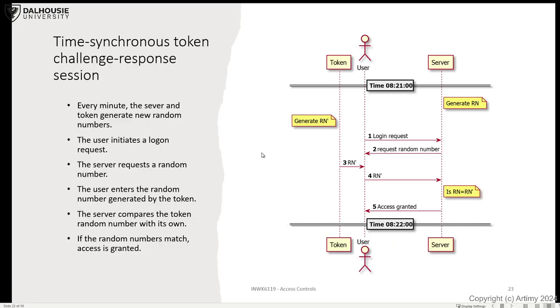All right, but let's talk about the time synchronous tokens. So this is the flow of events. The client, the user, has a token, and as I said, nowadays instead of a physical token, everybody uses their smartphone, so it's an app on a smartphone, right? So your smartphone has an app. You want to log in to a server, so you send a login request with your username.